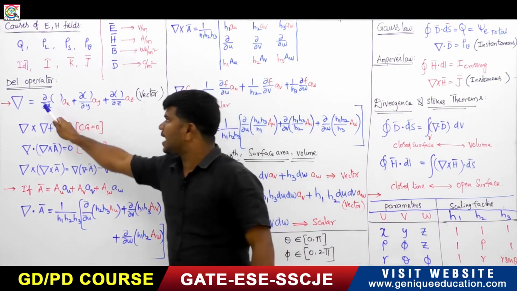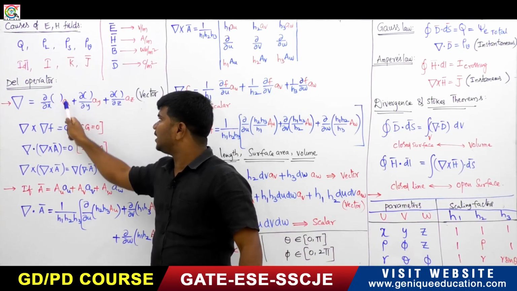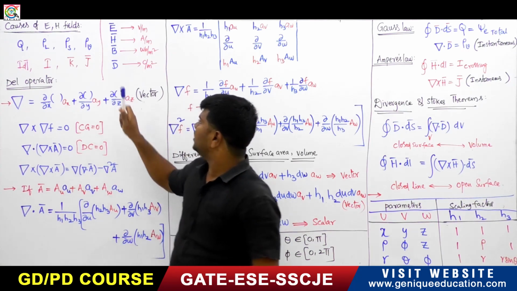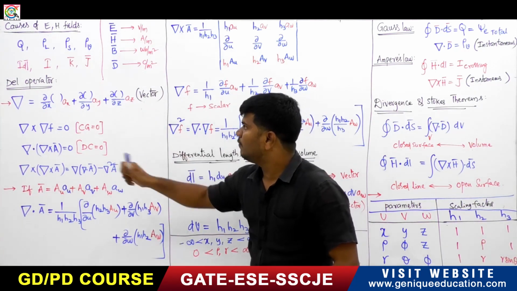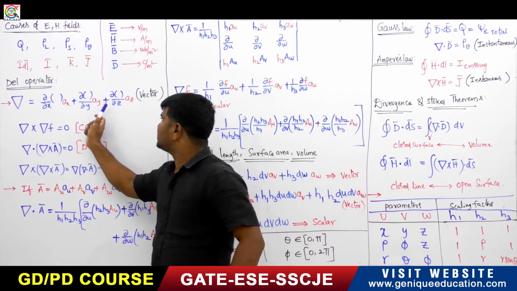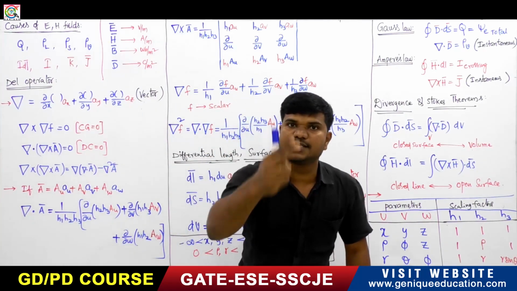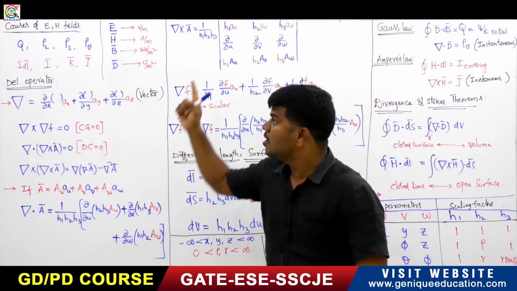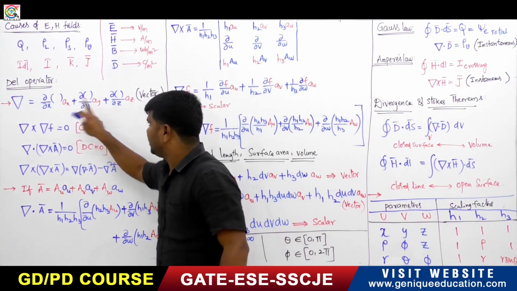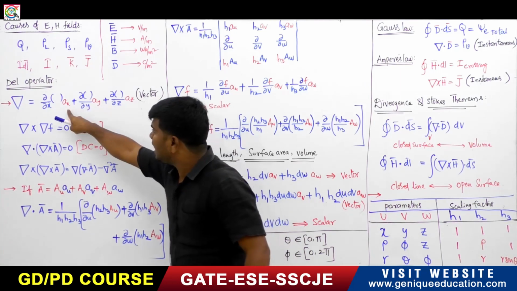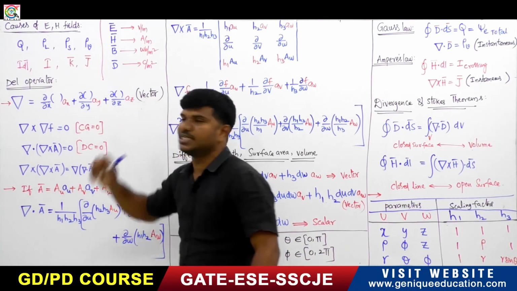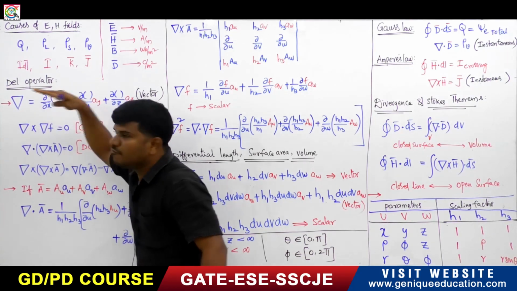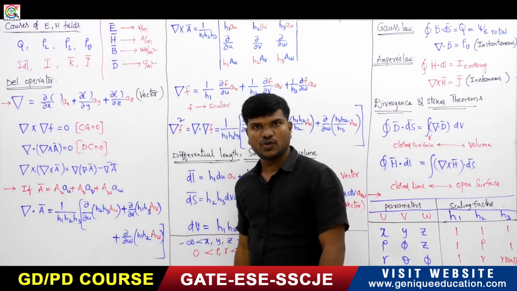Del is defined as dou by dou x of something into ax, plus dou by dou y of something into ay, plus dou by dou z of something into az. What are ax, ay, az? They are the unit vectors along the x direction, y direction, and z direction. So we came to know that the del operator is a vector operator. That is the point you have to understand.